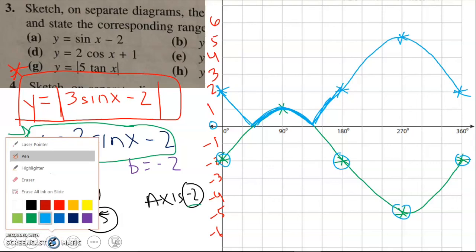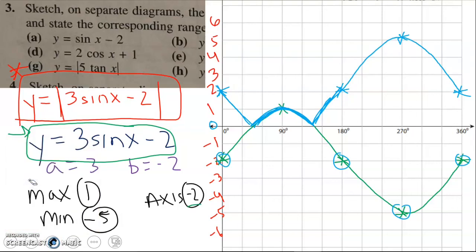So I'm going to erase what you shouldn't have. What you shouldn't have is all this. But ultimately, that's how your graph should look once you apply absolute value.